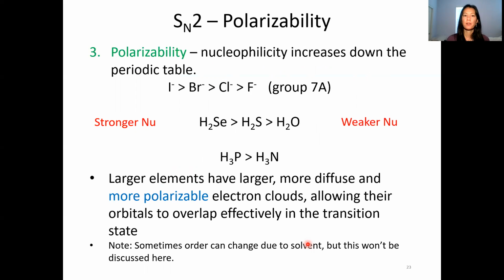Polarizability is better. So that's why I was saying I minus will kick out Br minus. As you go down the periodic table, I minus is more polarizable. It's got more shells, more electron density, so it's more nucleophilic. Same thing as you go down group 6. Selenium's better than oxygen as a nucleophile. P is better than N. So again, they have more diffuse and polarizable electron clouds. And essentially what that's allowing is orbitals can better overlap when you're in that transition state.